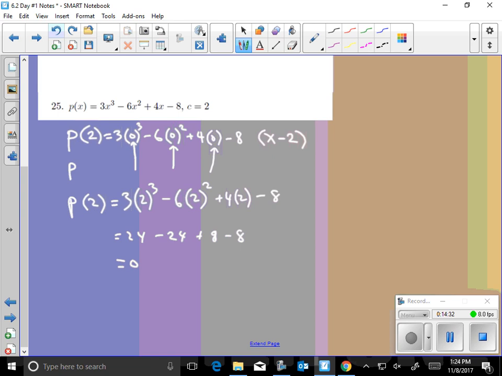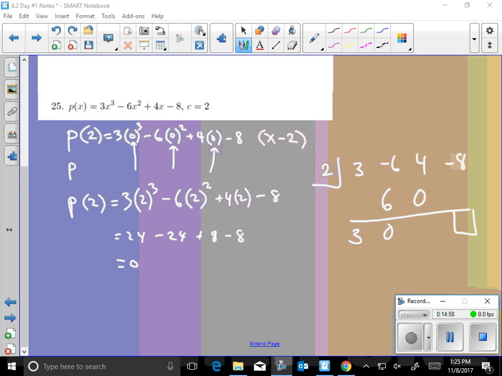So I could do long division, or I could take 2 and synthetically divide it with 3, -6, 4, -8. We know we should get a 0 here, right? So here we go. What do I do with the 3? Bring it down. Multiply. I get 6. I add. I get 0. I multiply 2 times 0. I get 0. I drop the 4 down. I get 4. I multiply 2 times 4. I get 8.